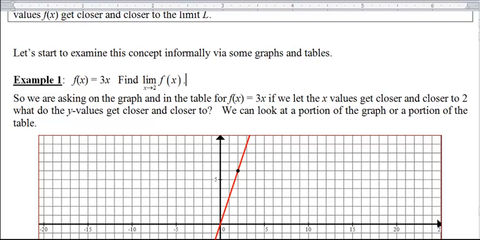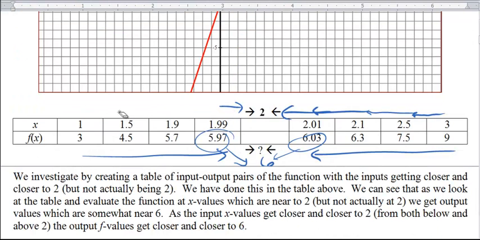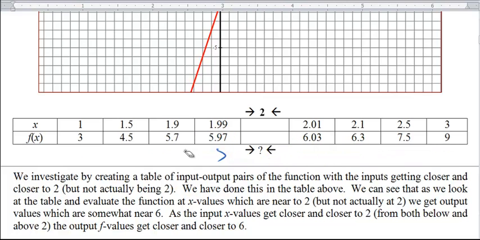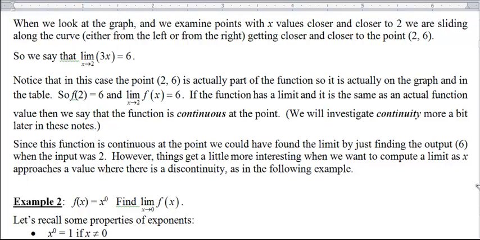Okay, and what it takes for it to be a continuous function is for the function value to exist and the limit to exist, and those to be the same. So here we have f of 2 is 6, the limit as x approaches 2 is 6, those are the same thing. So that's what we say it's continuous at that point. We'll talk a little bit more about continuity in a later part of these notes in a later video.